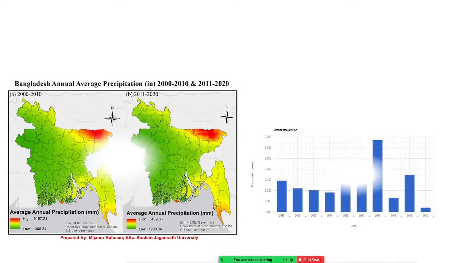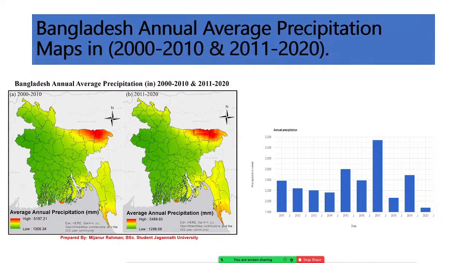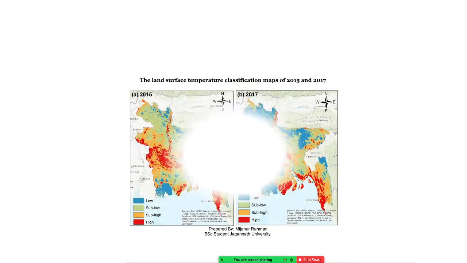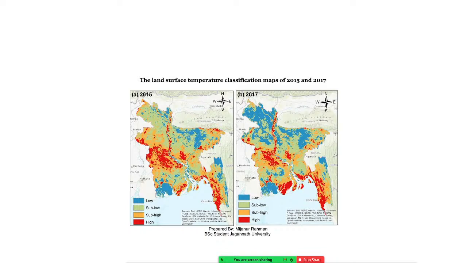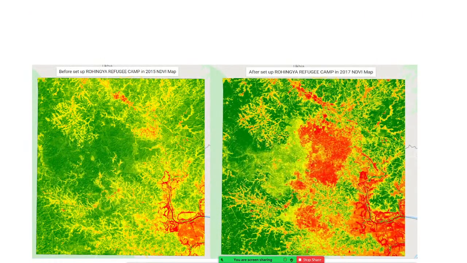This is another one, the Bangladesh annual average precipitation. Actually, we have already done a lot of work and research using this platform. This is another one, the land surface temperature classification map of 2050 and 2017. Here there are different types of land surface classification. We divide the classification into low, sub-high and high. This is another one, for detecting the NDVI change, the NDVI trend.